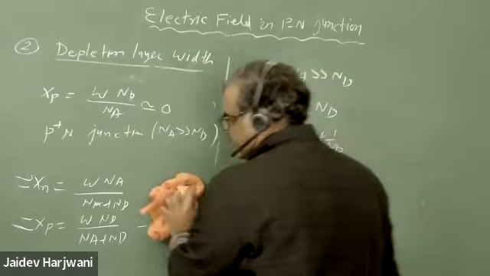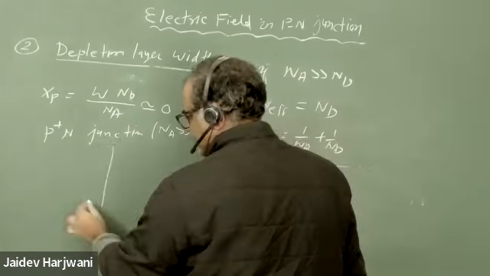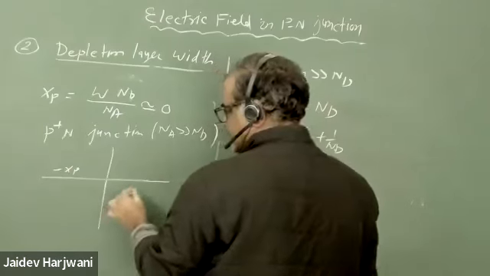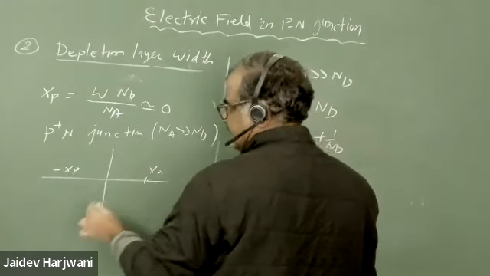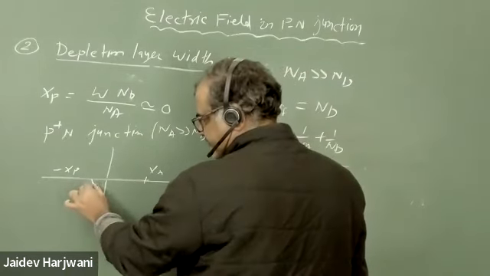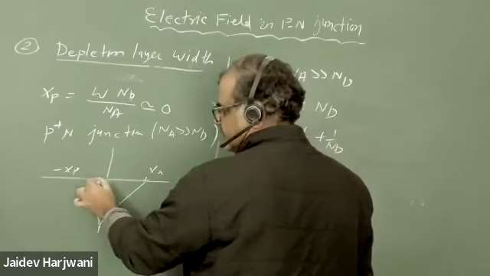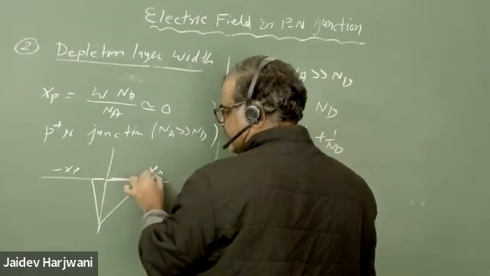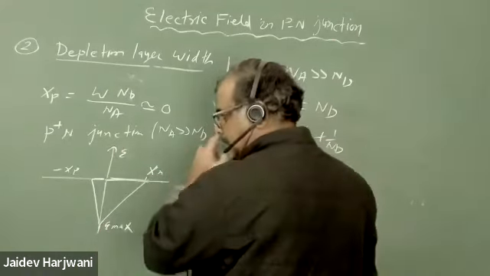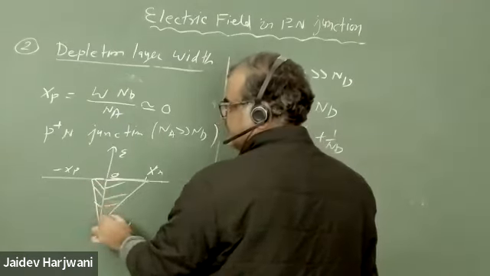And if I plot the electric field for this kind of junction, say this is my minus xp and this is my plus xn, so xp becomes almost 0. The width on this side will be negligible and the whole width will be on this side. Here we have an Emax, and this will be the electric field for a P plus N junction.